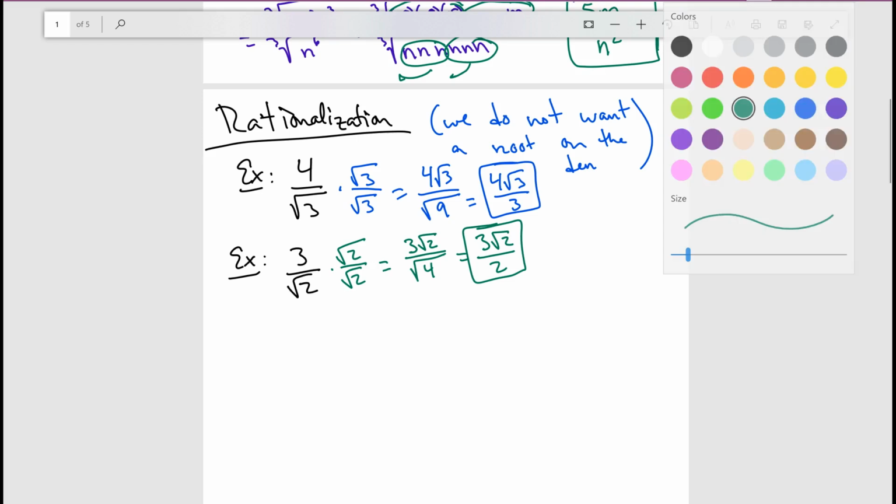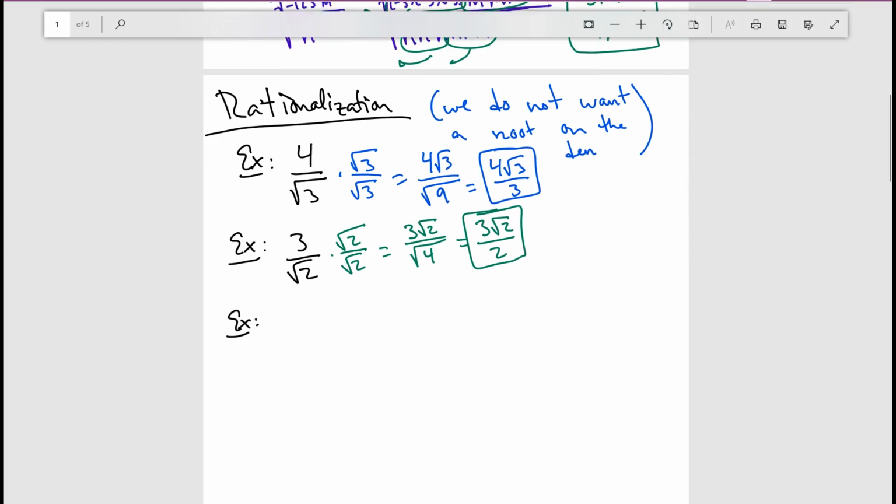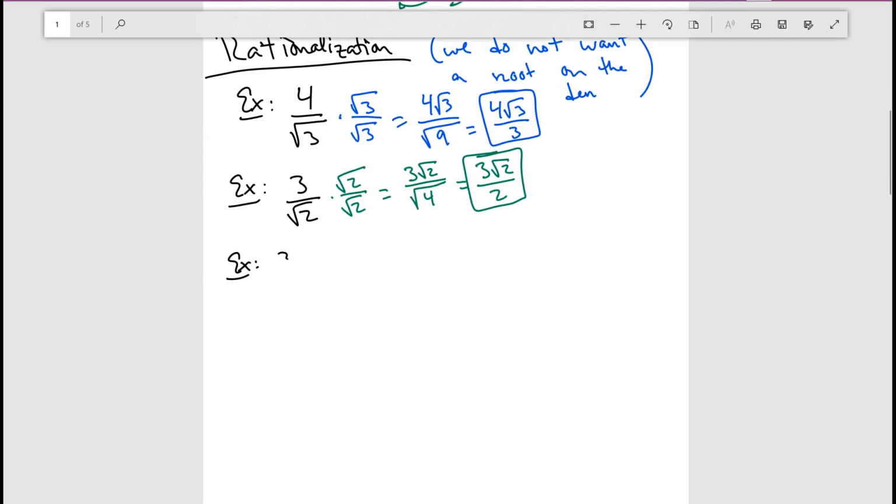All right, let's do a couple more problems. Let's say we now had 3 over square root of 20. Now, before you start multiplying by square root of 20, let's simplify this a little bit more.